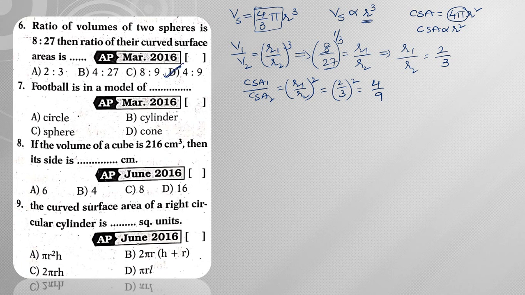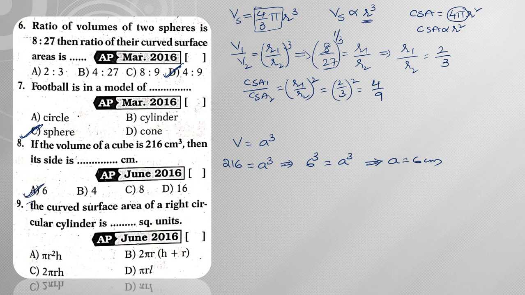Next, a football is a model of, so a football looks like a sphere, hence the answer is sphere. Next, if the volume of a cube is 216 centimeter cube, then its side is dash centimeters. We already know the volume of a cube is a cube. So 216 is equal to a cube. 216 means it is 6 cube. 6 cube is equal to a cube. On comparison, a is equal to 6 centimeters. Hence the answer is 6 centimeters.